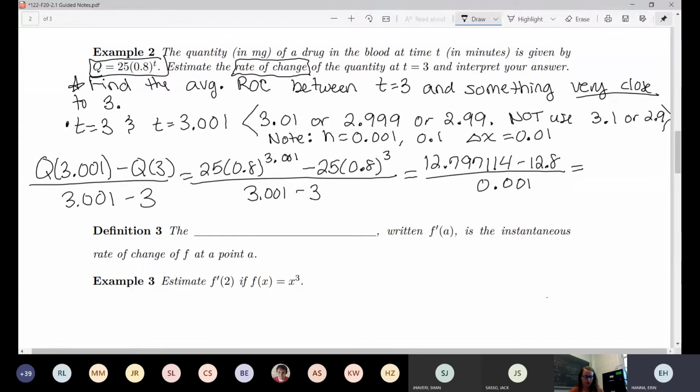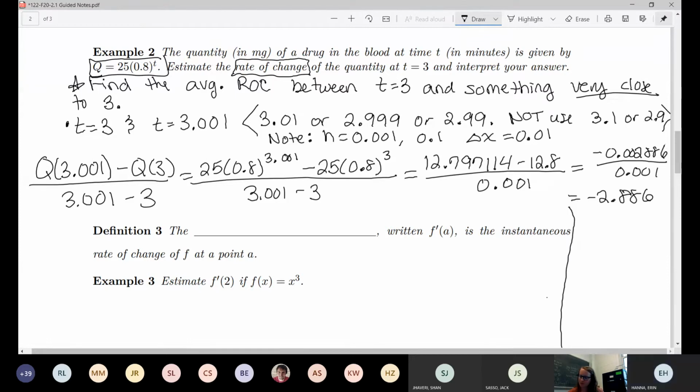So 12.797114 minus 12.8. I'm running out of space, especially because I was supposed to interpret. Whoopsies. So we get negative 2.886. I'm going to drop down here because I was supposed to interpret it, so I'll interpret it in there. Any questions, concerns about how I found that number?